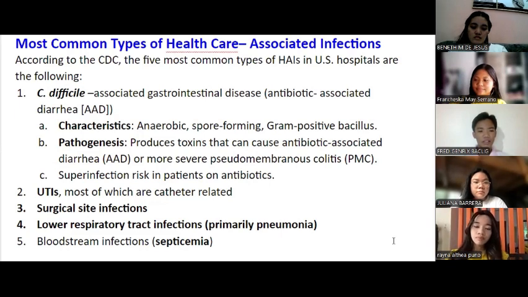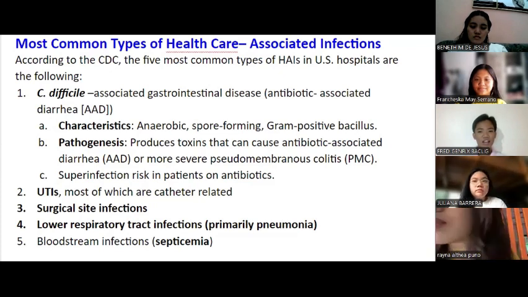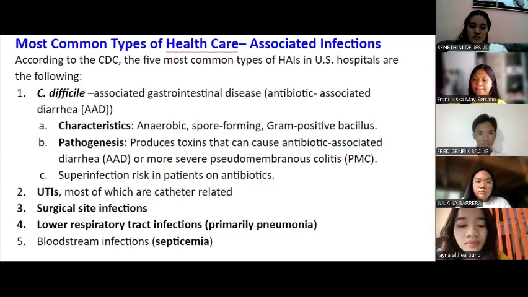And for number five, the bloodstream infections, septicemia. Bloodstream infections occur when a bacterium or a fungus enters our bloodstream, often through IV lines and catheters or other invasive devices used in a clinical or hospital setting. The most common pathogens include Staphylococcus epidermidis and Staphylococcus aureus, which colonize the IV lines and catheters, creating biofilms and leading to infection.